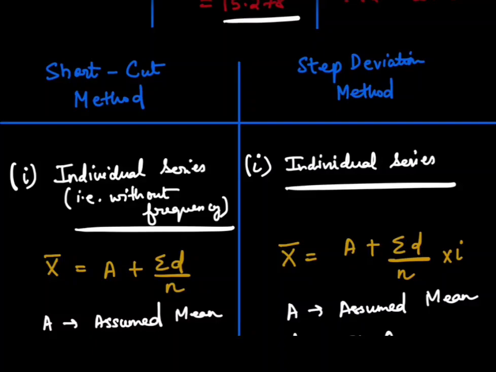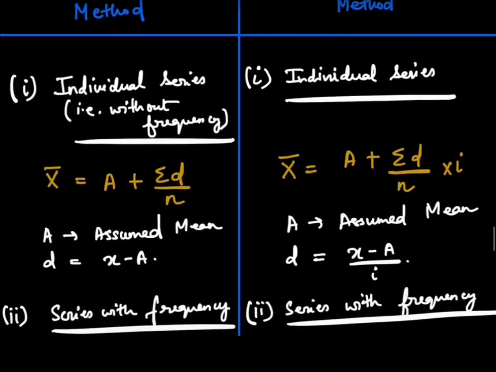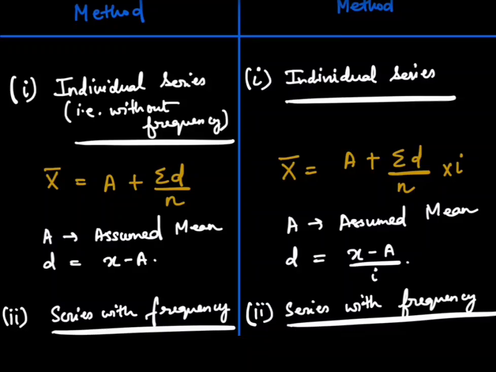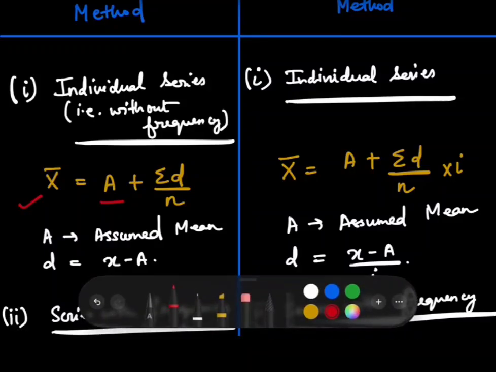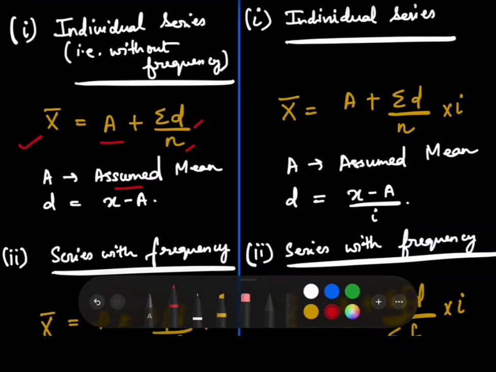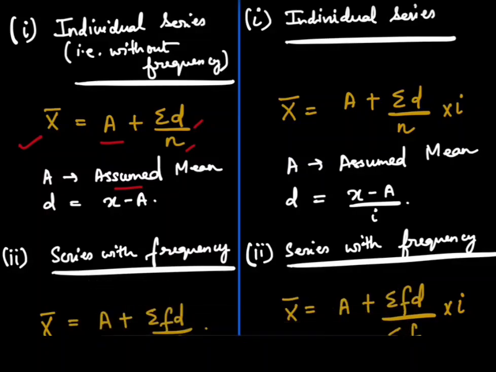What is an individual series? Which does not have frequency. Only the values of x are given. The formula for finding the arithmetic mean by shortcut method is A plus summation d by n. Now, what is A? A is the assumed mean. I'll explain what is assumed mean with the help of an example.